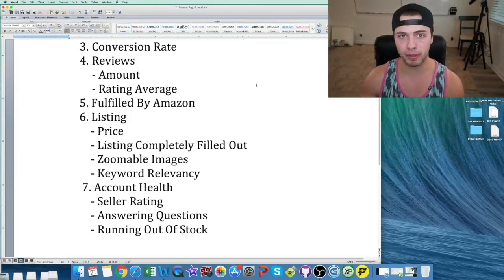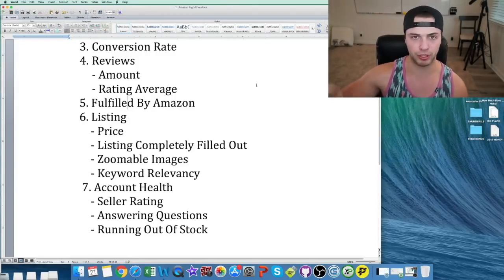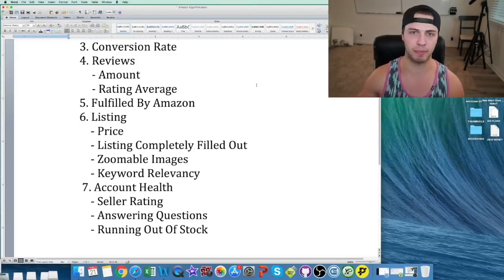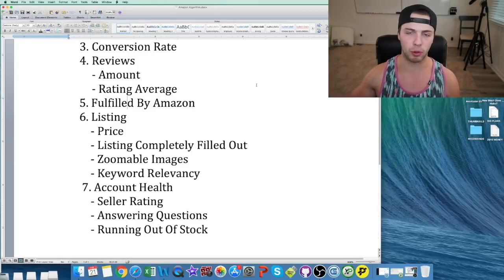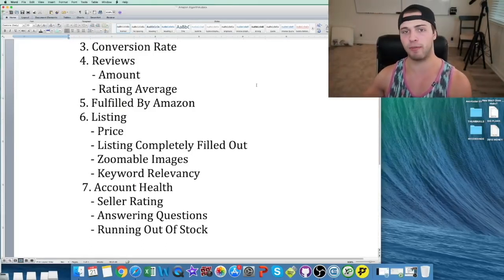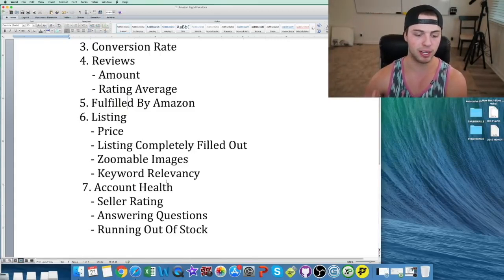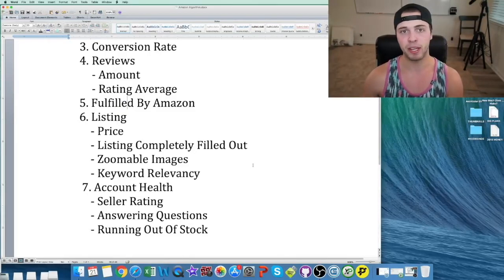Next, do you have zoomable images? Are they the size that Amazon requires so that if you hover the mouse over, it will zoom in? And are you using all the image spots? Because Amazon takes all this information in your listing, your title, your bullets, your description, your keywords, and uses it to help you rank for different keywords, which leads me to the keyword relevancy down here.